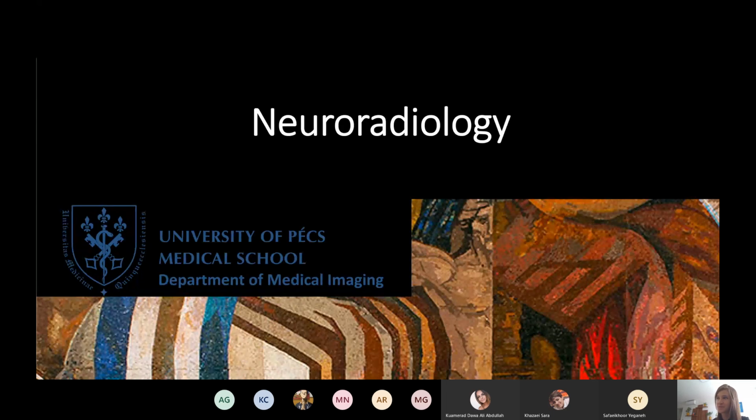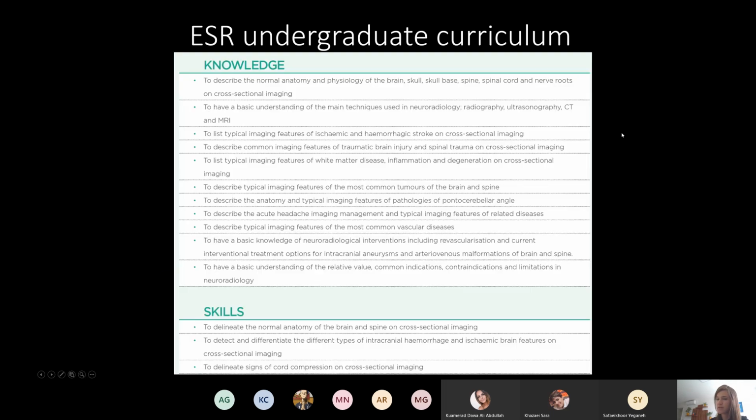Otherwise, let's start. So I'm going to talk about neuroradiology. First slide. What you need to know is that this semester we updated the radiology curriculum and the requirements for the exam based on the European Society of Radiology requirements. You can see this list here, what you need to know for the exam on this slide. I'm going to upload the slides later so you can review them.